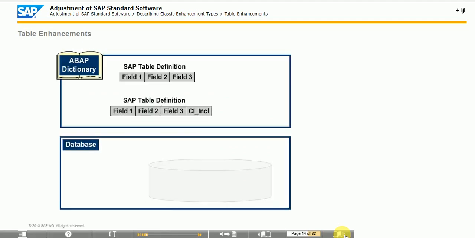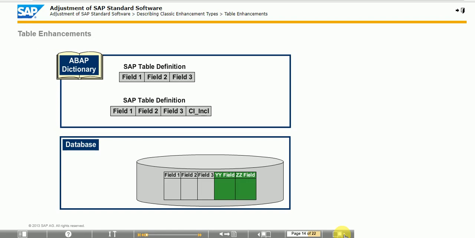You can enhance tables and structures with fields using the following options: append structures, customizing includes or CI. Both techniques allow you to attach fields to a table without modifying the table. An append structure is a structure you assign to exactly one table. There can be several append structures for a table. During activation, the system searches for all active append structures for that table and attaches them to the table.